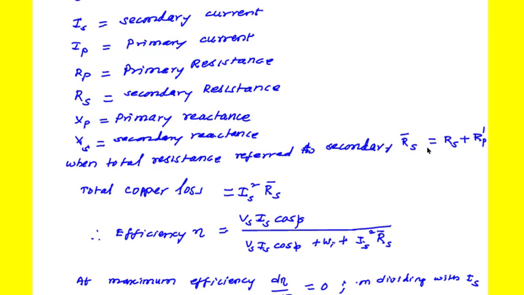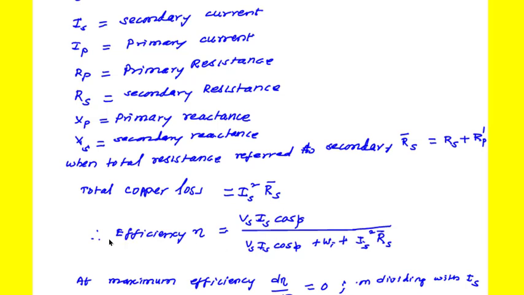Total copper loss, when it is referred to the secondary side, we can write like this: IS square into RS bar. Here RS bar means it is the total resistance of the transformer when referred to the secondary side. That is nothing but RP dash plus RS. RP dash means it is the primary winding resistance referred to the secondary side. RS is the secondary winding resistance. So we get total copper loss as IS square RS bar.